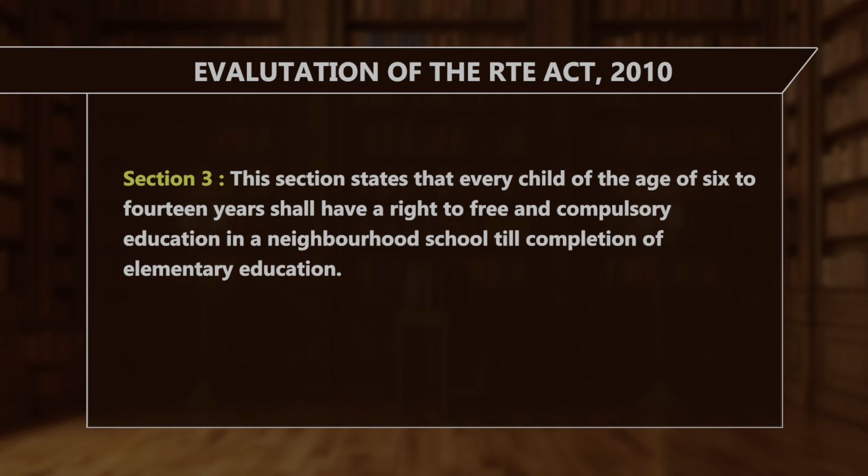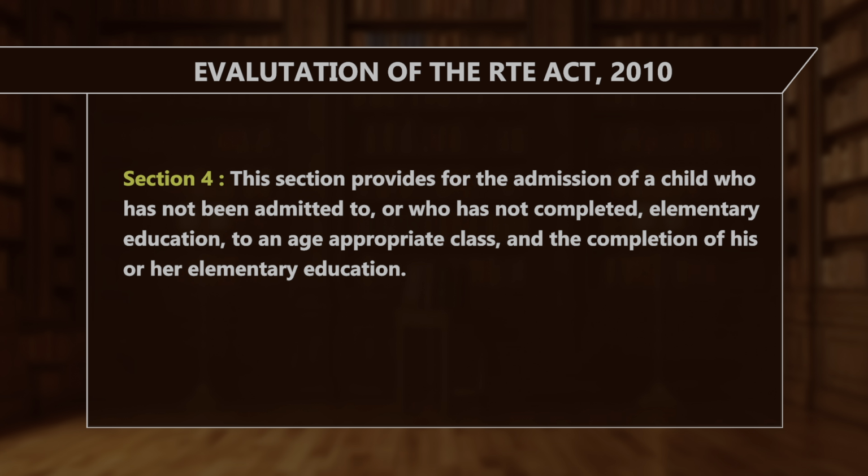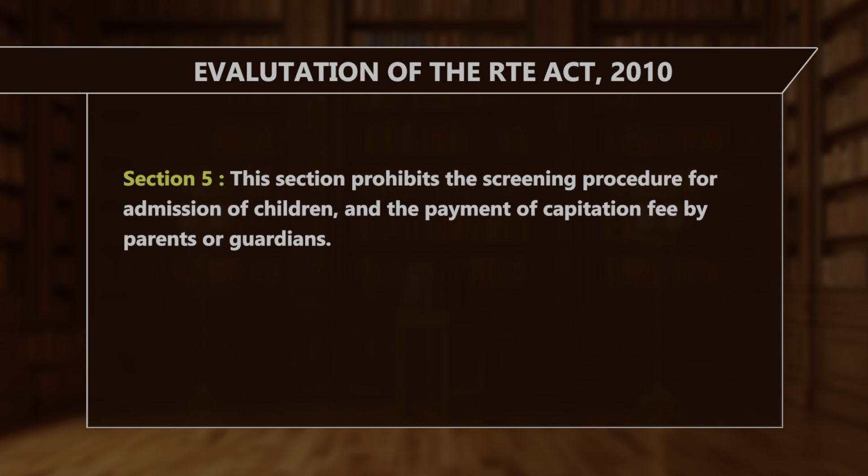This section states that every child of the age of 6 to 14 years shall have a right to free and compulsory education in the neighborhood school till he completes the elementary education. Section 4. This section provides for admission of children who has not been admitted to or who has not completed elementary education to an age appropriate class and the completion of his or her elementary education. Section 5. This section prohibits the screening procedure for admission of children and the payment of capitation fee by parents or guardian.